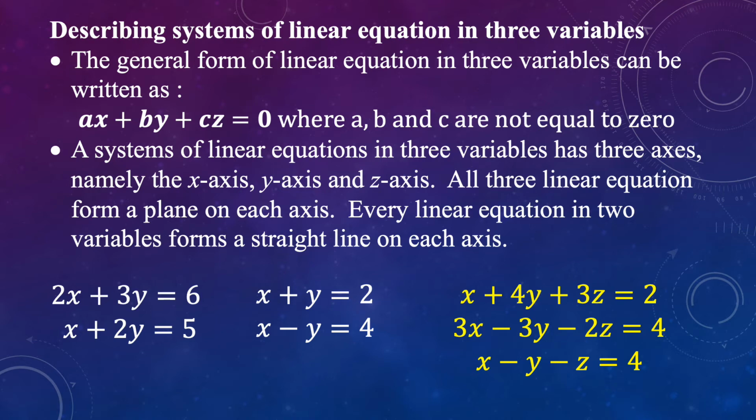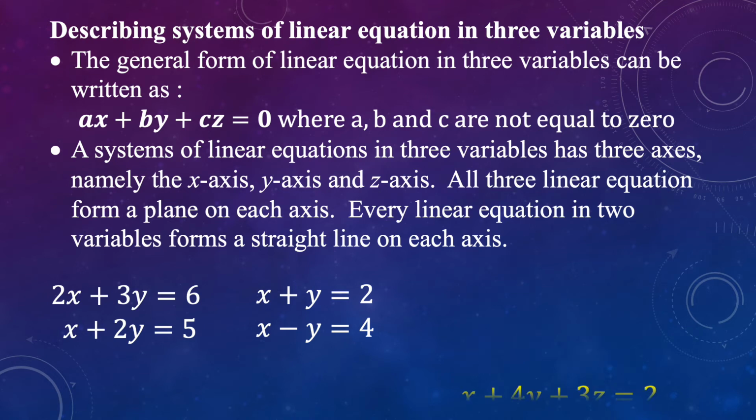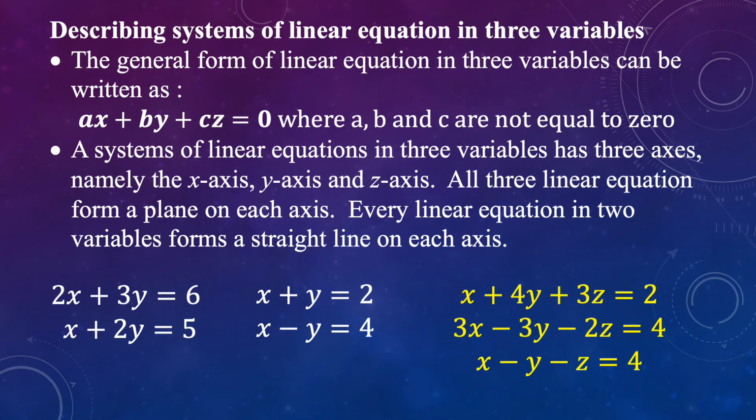Then every linear equation in two variables forms a straight line on each axis. Meaning that x plus 4y equals 2 will form a straight line, 4y plus 3z will form a straight line, and then x plus 3z will form a straight line. So there are three straight lines. You combine it, it will become a plane. Alright, later on we will see how to sketch the graph.